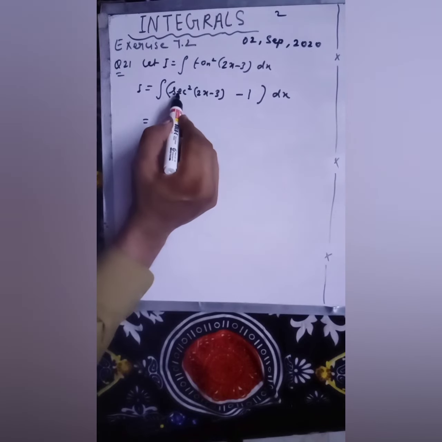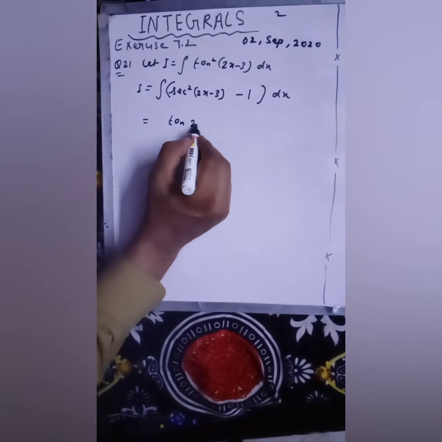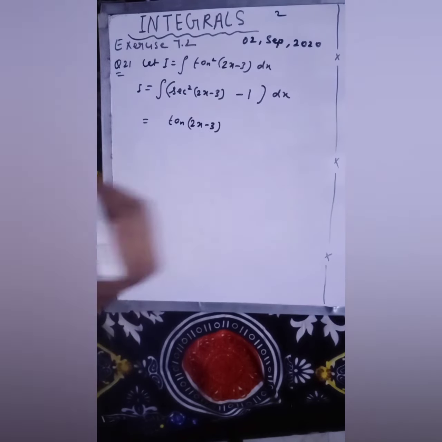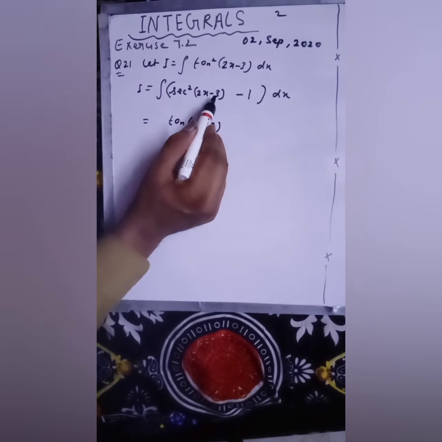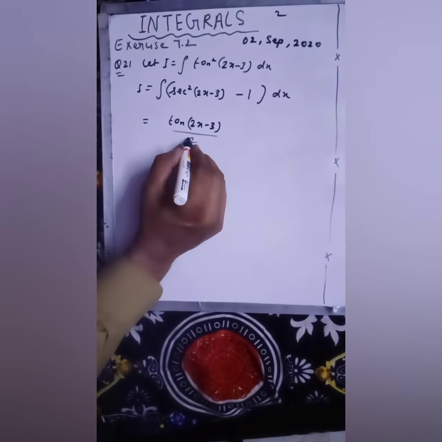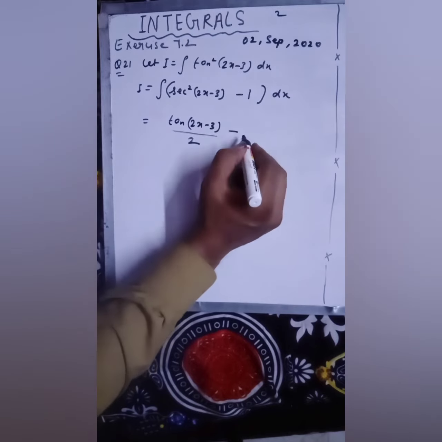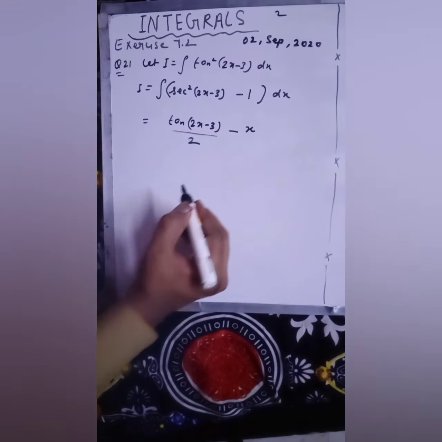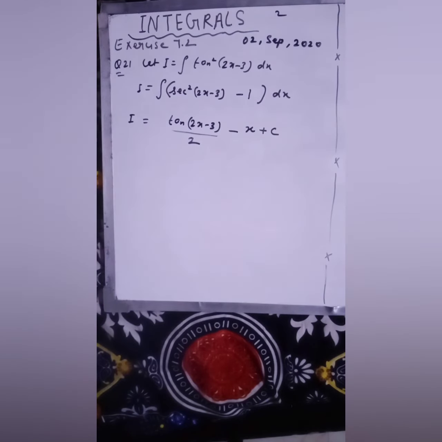Now, as you know, the integration of sec square (2x minus 3) will be tan (2x minus 3), and the derivative of the angle 2x minus 3 would be 2, so you have to divide this by 2. Got it? Minus, this is not 1, it's actually dx, so it would be x plus c. So this is the required integral of question number 21.